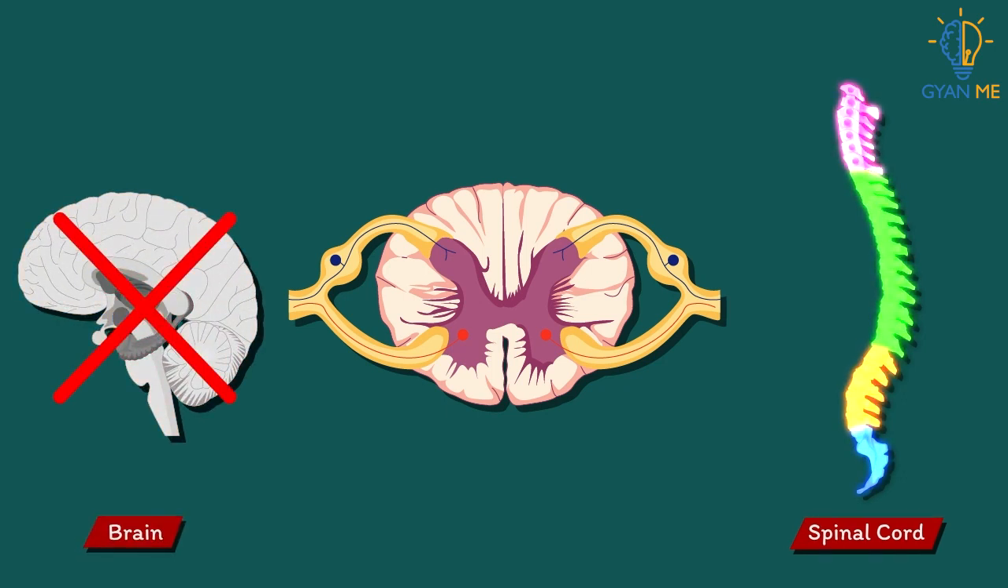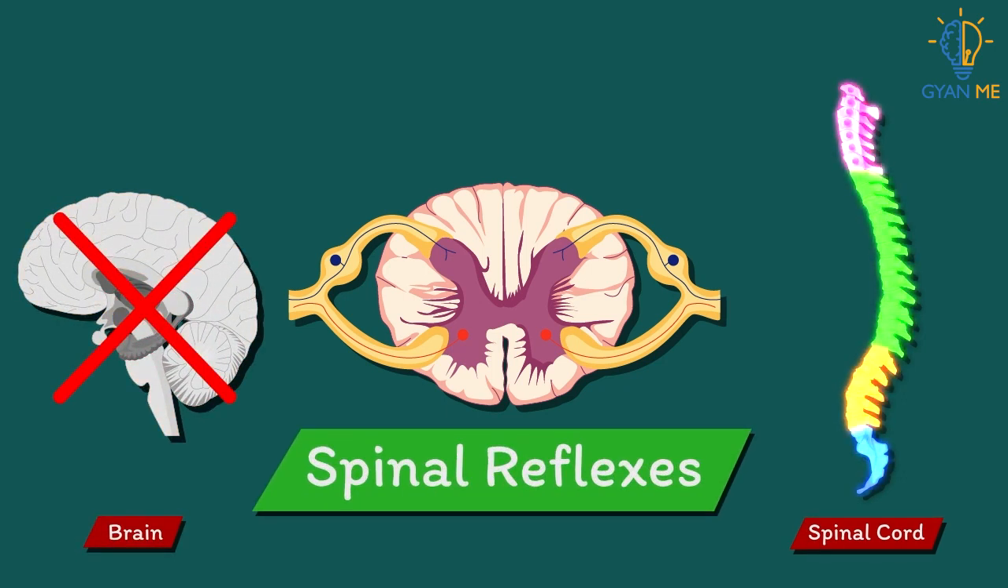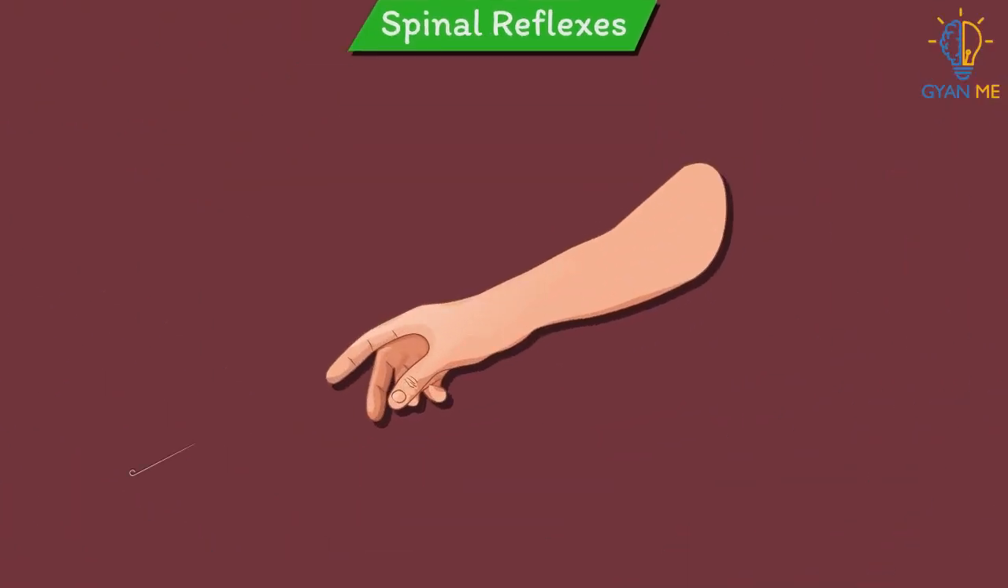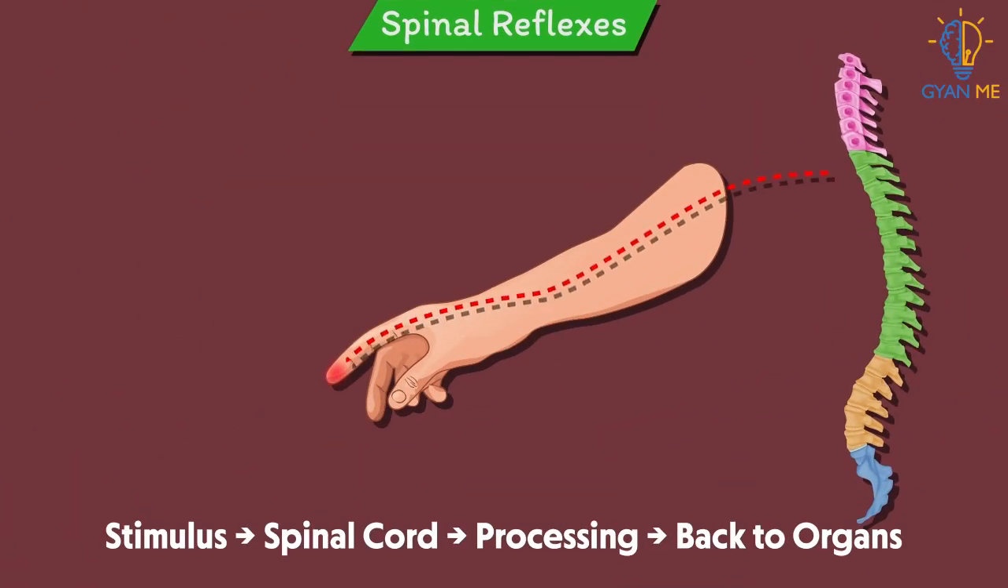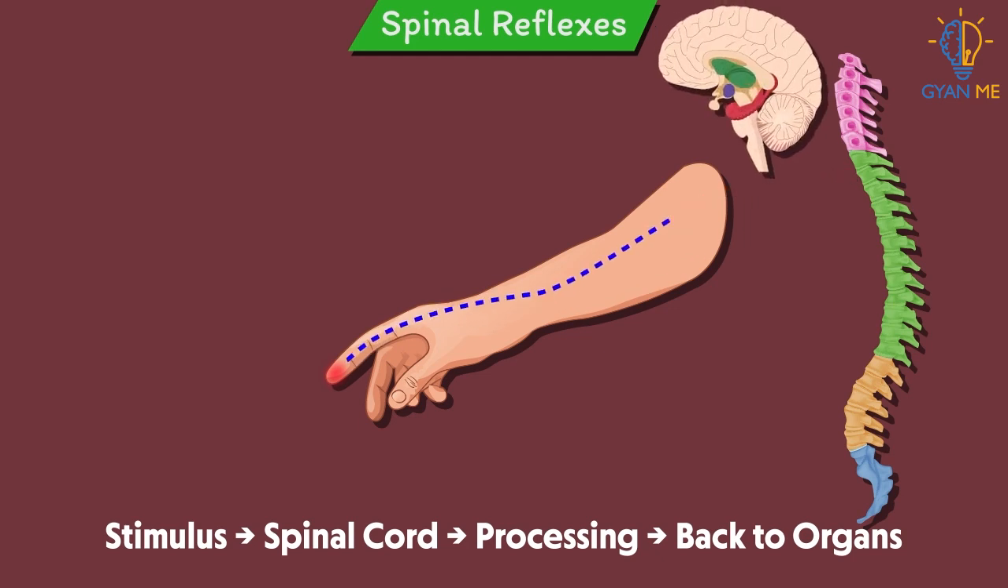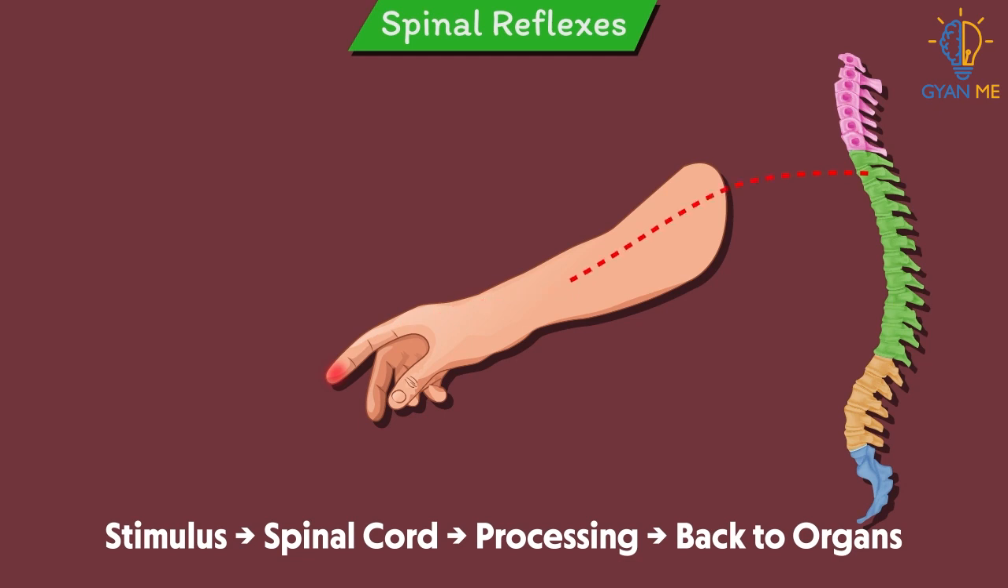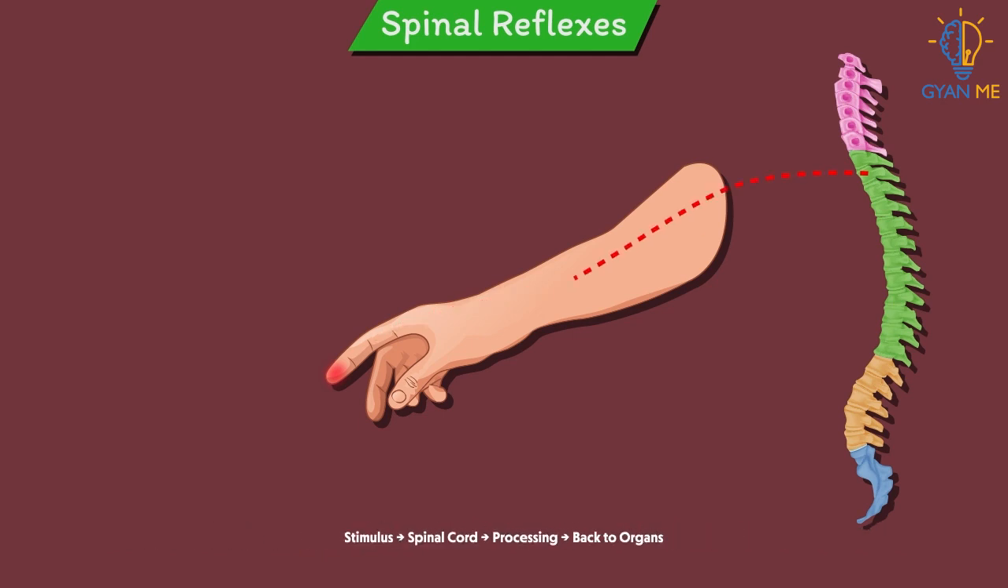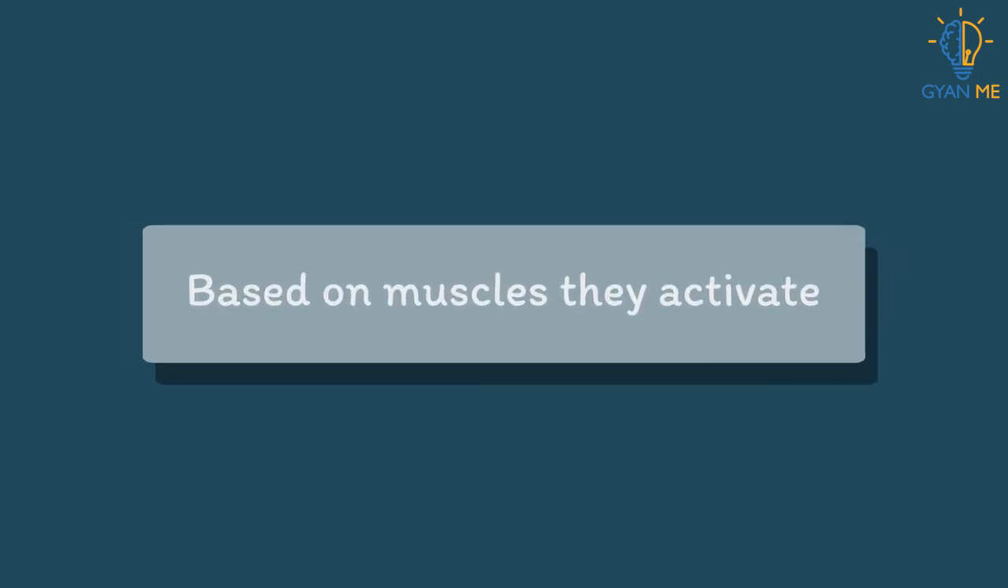Similarly, when the signals involve spinal nerves and integration takes place in the spinal cord instead of the brain, such responses are called spinal reflexes. When a pin pricks, the sensation of pain is taken into the spinal cord directly instead of the brain for integration. The processed information is sent back to the effector organs directly from the spinal cord, and it is called the spinal reflex.